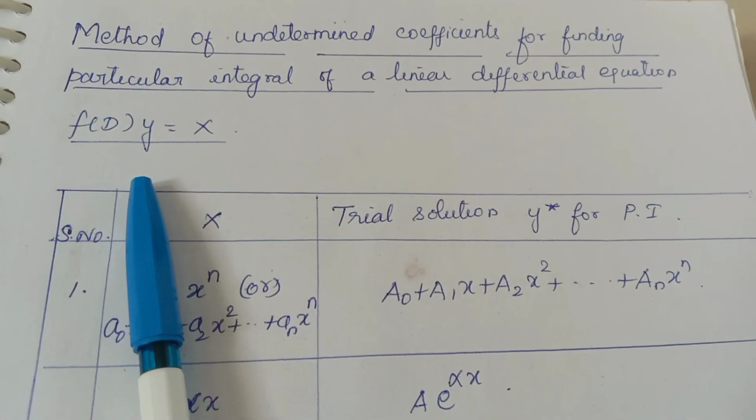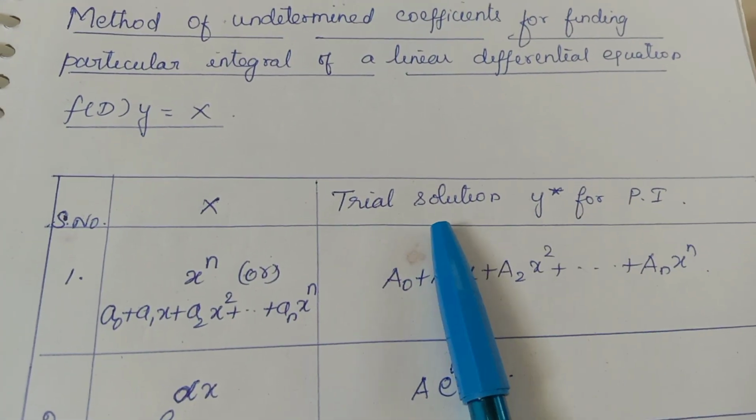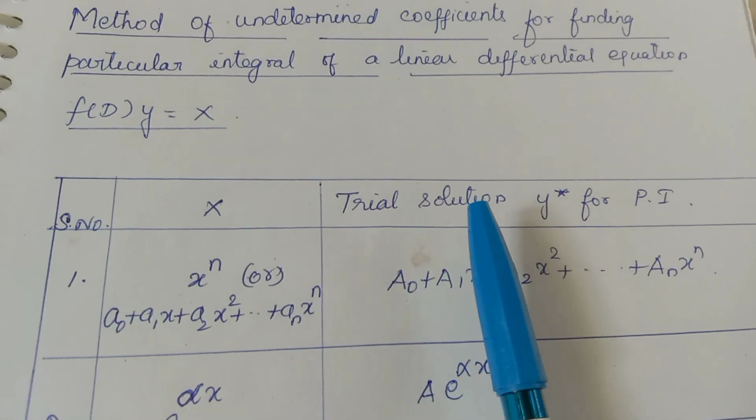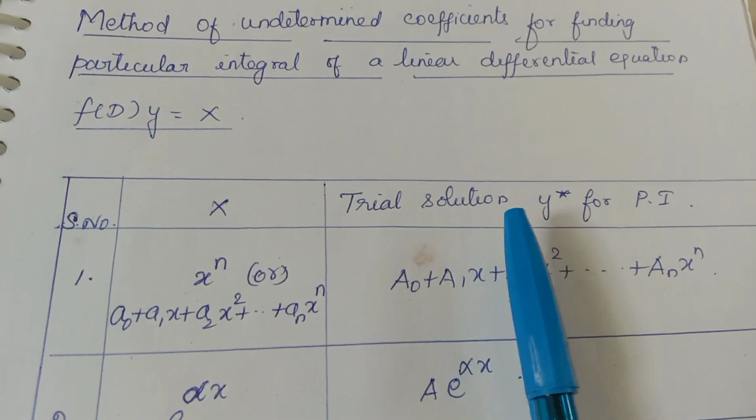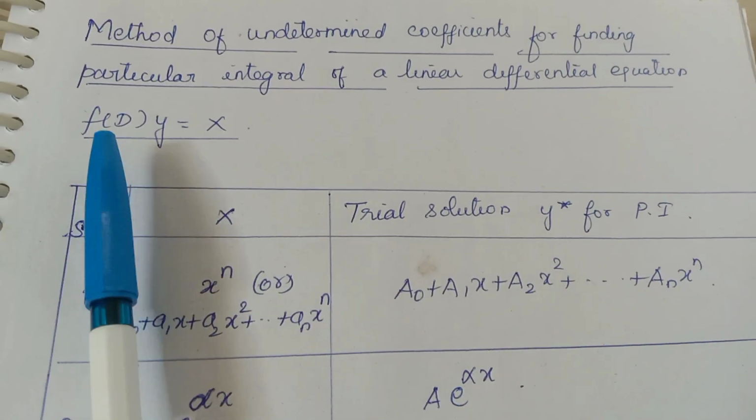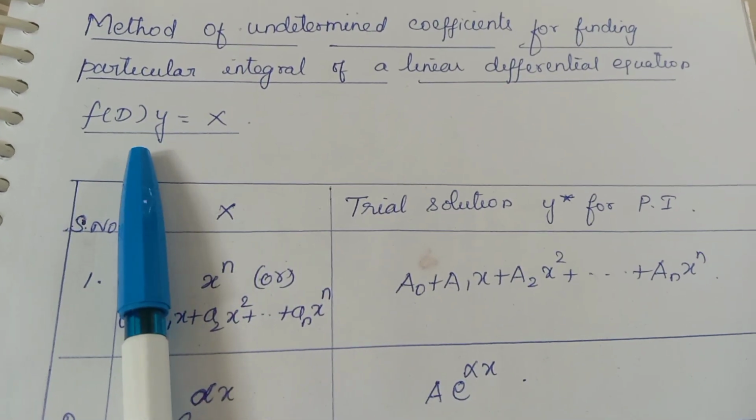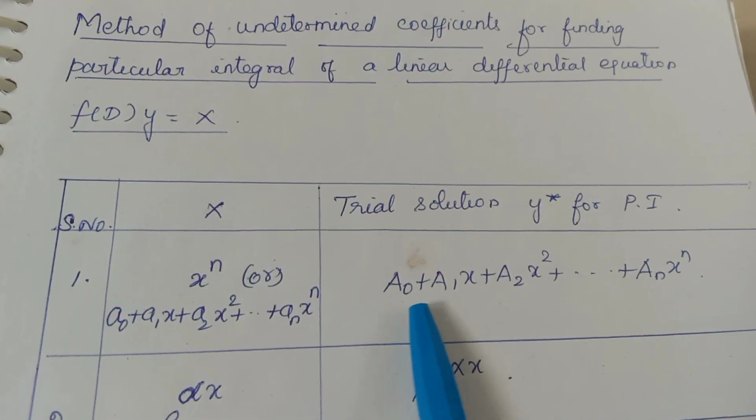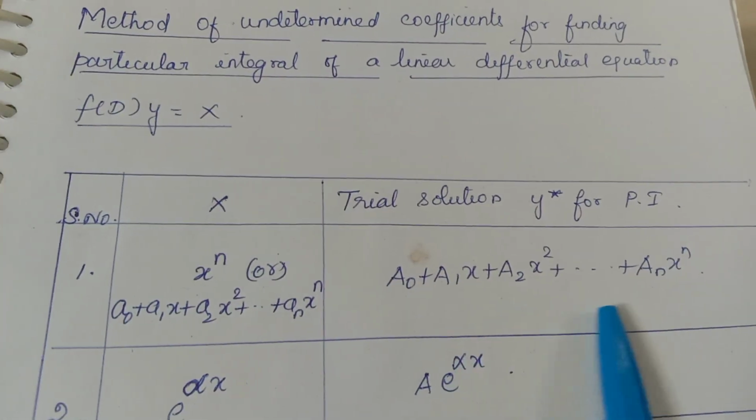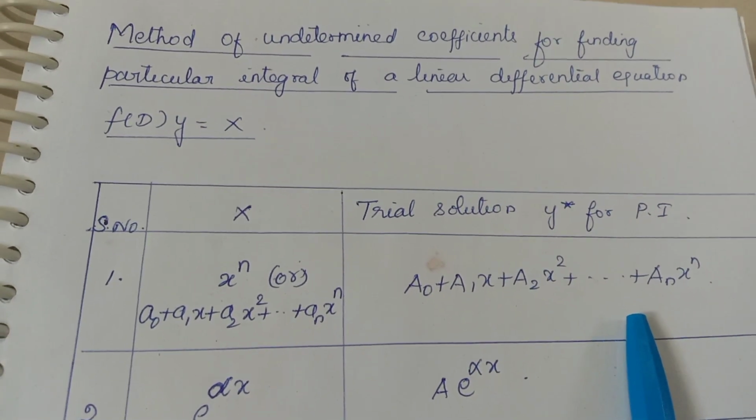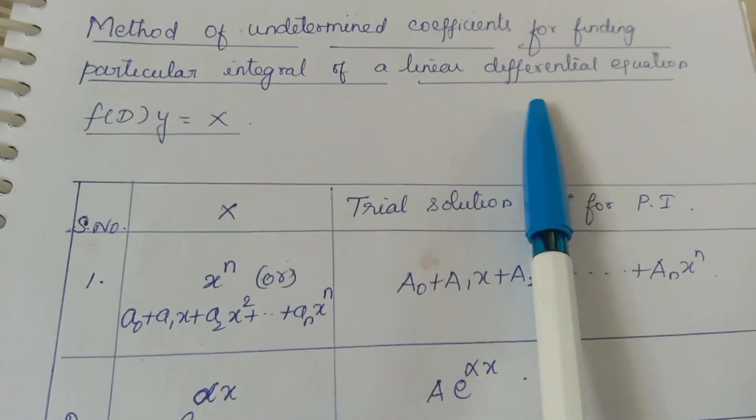Then for finding the particular integral, we assume y star as a trial solution for the given problem. From that y star, we find Dy, D square y, D cube y, etc. Depending on the problem, we find the derivatives of the trial solution and substitute them in the given differential equation. From there, we find the constants. By substituting in the given equation, we find the constants and finally we write the general solution. So this is one of the methods to find the particular integral of a linear differential equation.